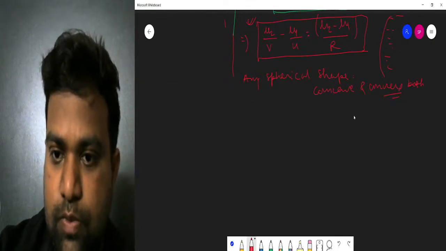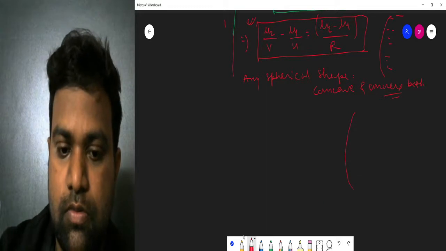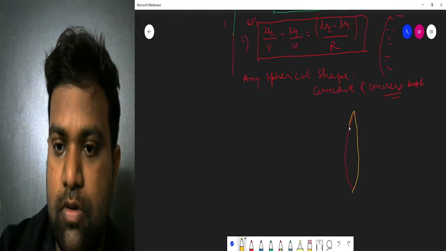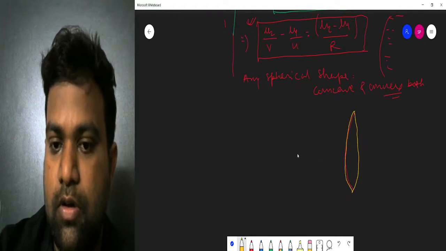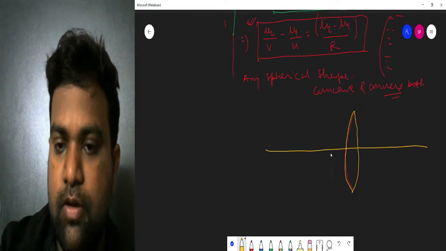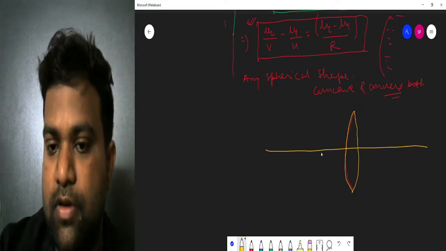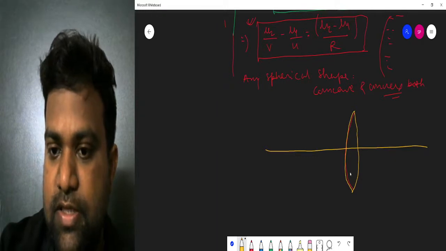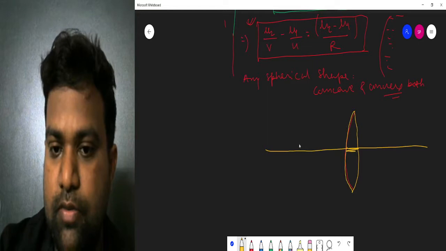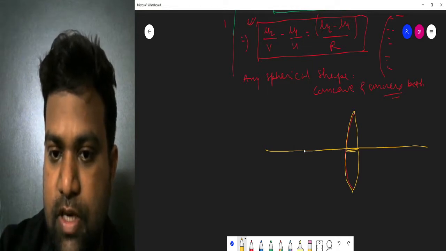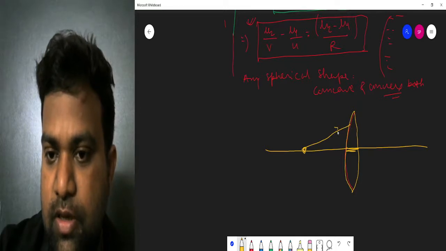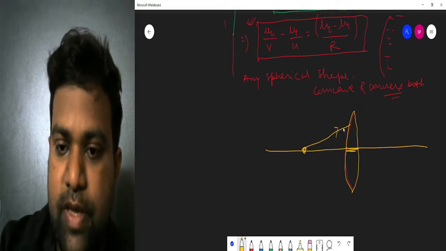Let's say we are supposed to calculate or derive the formula for a thin lens, and this lens is thin, which means its width will be very small. We will take that approximation. Let's say this is your object, so light incident on the lens will face two surfaces.